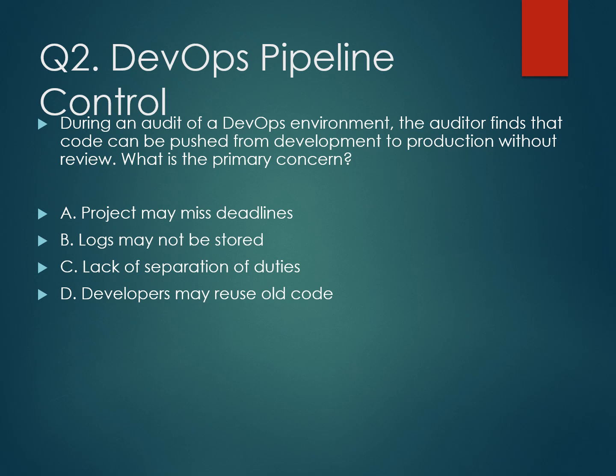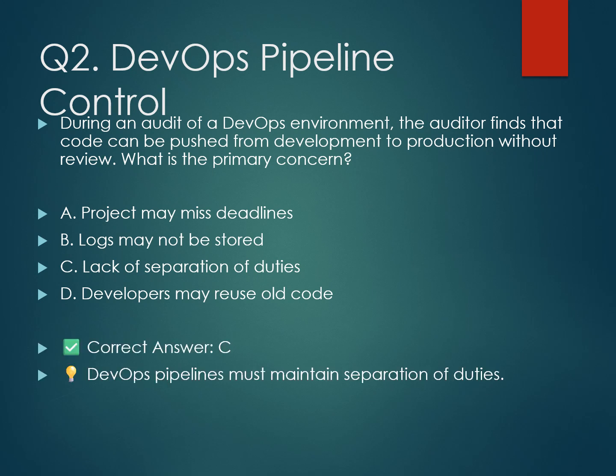During a DevOps audit, the auditor finds that code can be pushed from development to production without a formal review. What's the primary concern? A. A project may miss deadlines. B. Logs may not be stored. C. Lack of separation of duties. D. Developers may reuse old code.